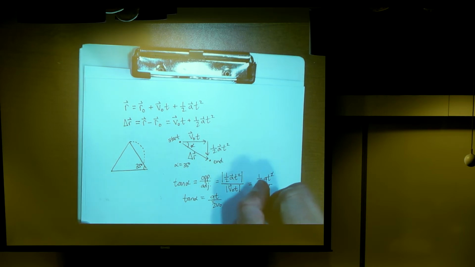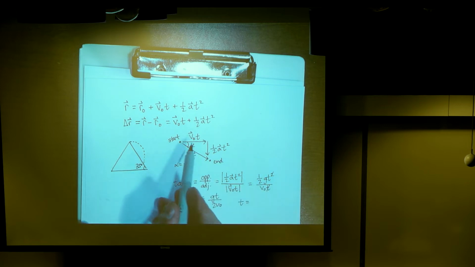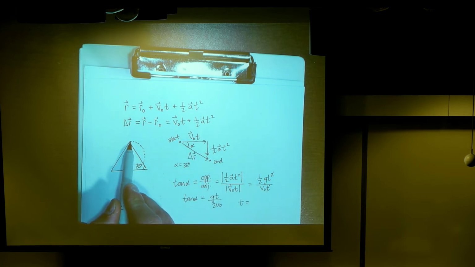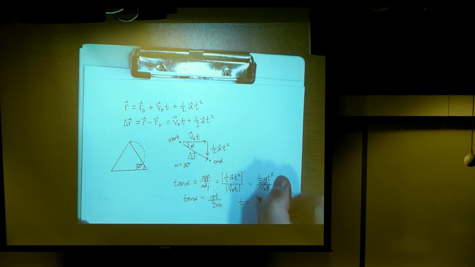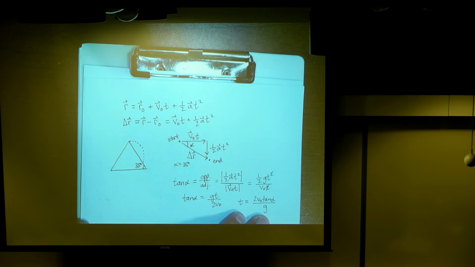And again, I'm trying to solve for the time. I want to know how long it takes from throwing the pebble until it lands on the slope. Solving for t here is going to get me that. So here's what I have: 2v naught times tangent alpha divided by g. That gives me t in this expression, okay? And at this point, I can just start plugging in some numbers.